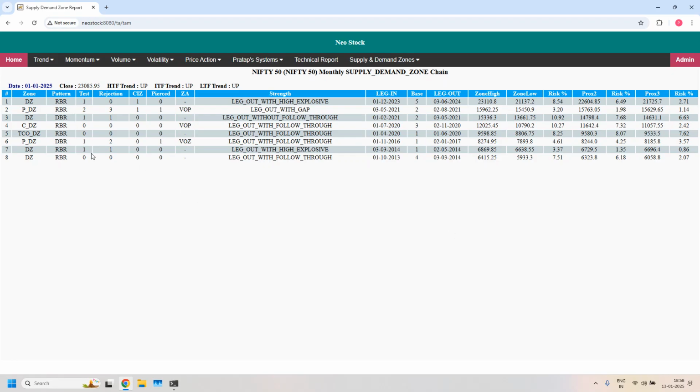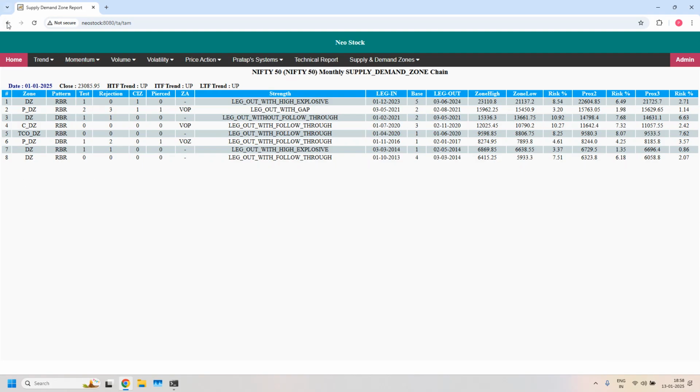So this is a Nifty monthly supply demand zone chain. Always look into the zone column to find the high liquidity zones. Look into the pierced column to find the pierced zones. And always look into the LTF trend to find the trend of the current time frame we have selected. Apply the same rules for the remaining reports.